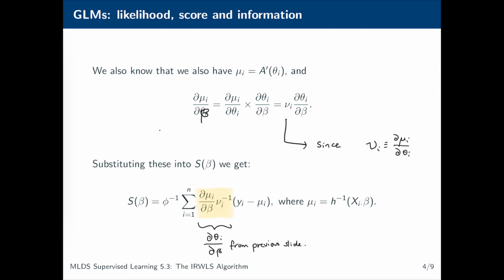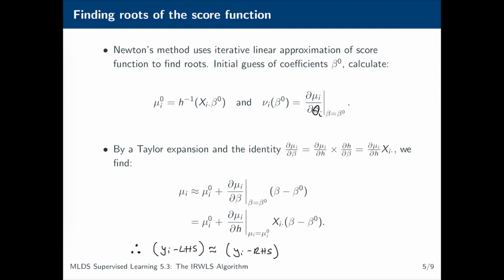So while we've been developing that score function, we shouldn't lose track of the fact that our main goal here is to maximize the log likelihood function with respect to beta. This is going to correspond to a stationary point in the log likelihood, or equivalently, a root in the score function.